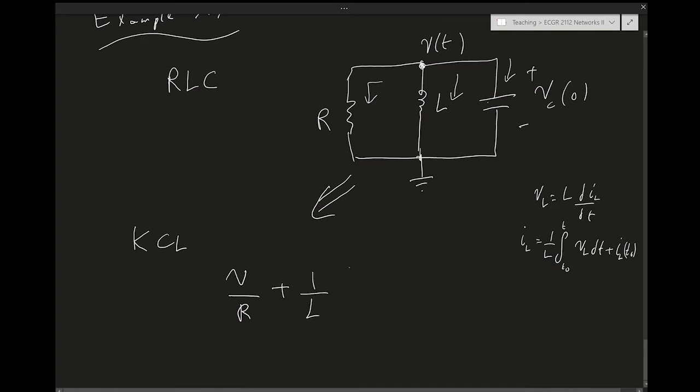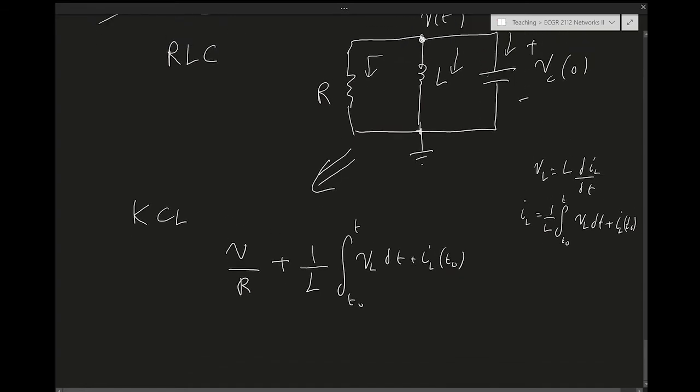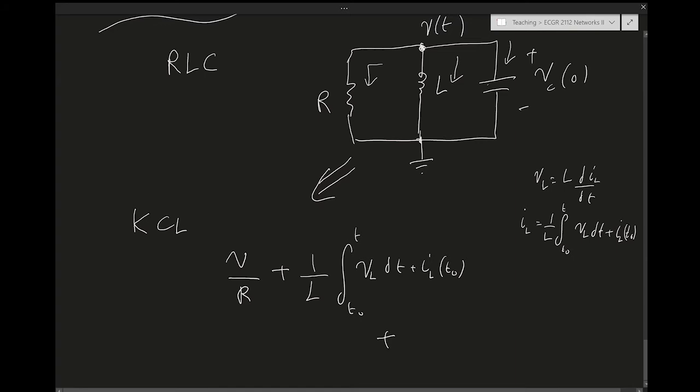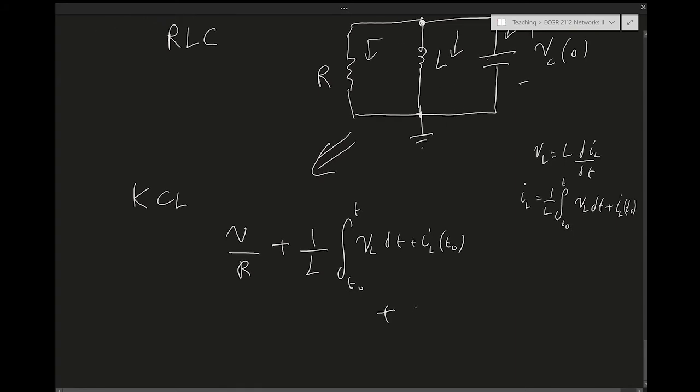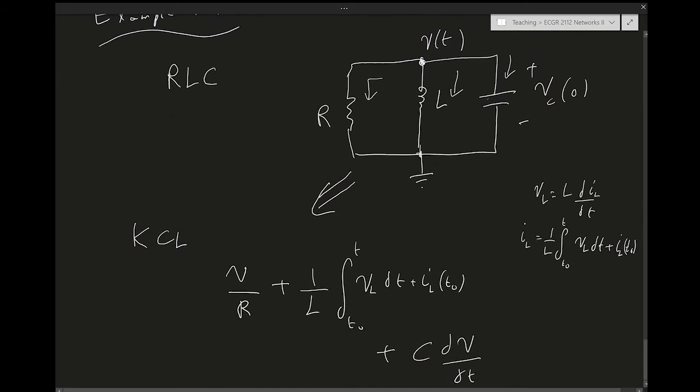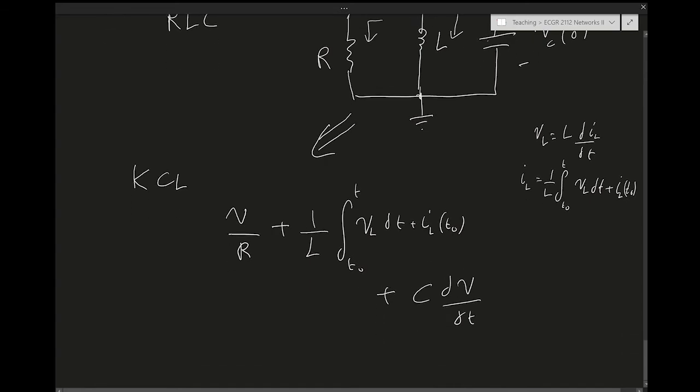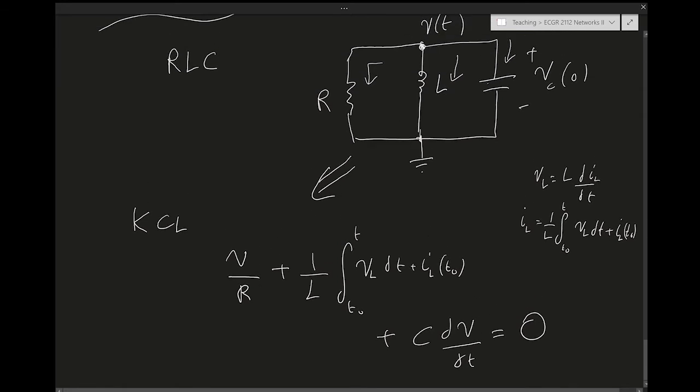I end up with 1 over L integral of VL dt plus IL0. This is the initial condition at t0, plus the current going through the capacitor, which is easy, which is C dV by dt. The capacitor voltage is the same as V(t). This equals 0. In this case, there is no forcing function. The equation that we want to solve is naturally a homogeneous equation, because there are no sources in the circuit.